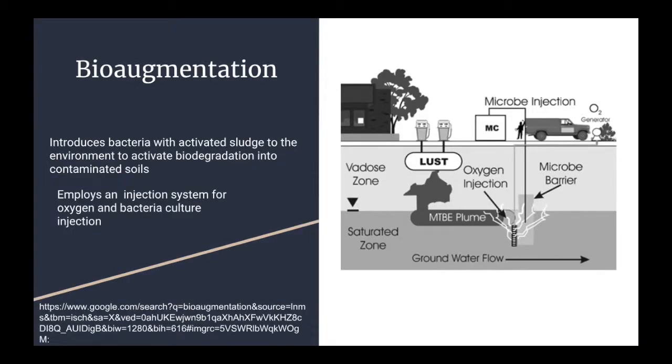Finally, another method used is bioaugmentation, which introduces bacteria with activated sludge to the environment to activate biodegradation in contaminated soils. It is commonly used in municipal wastewater treatment to restore activated sludge bioreactors and employs an injection system as well for oxygen and bacteria culture injection.